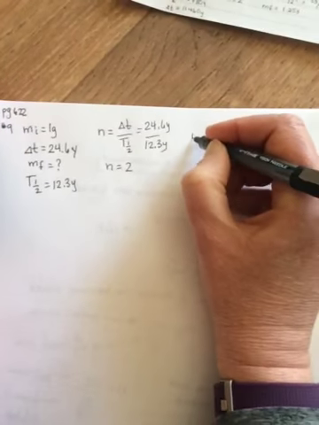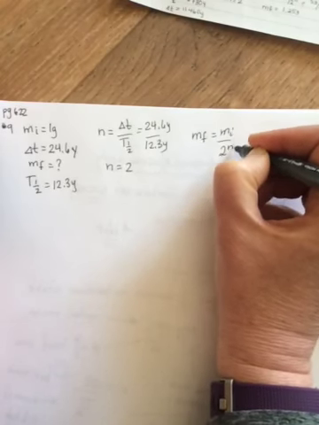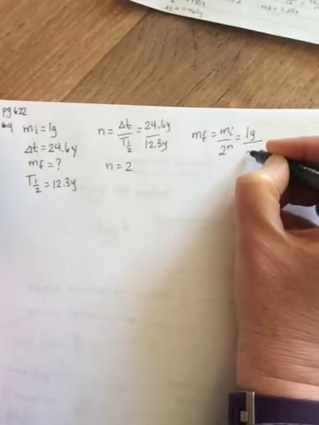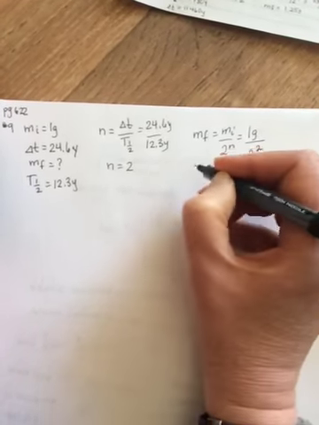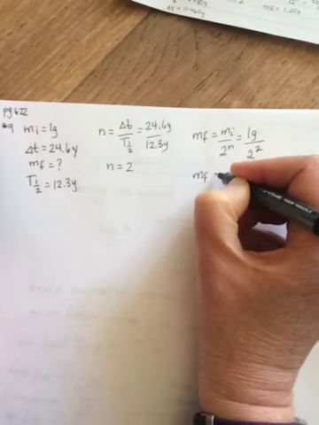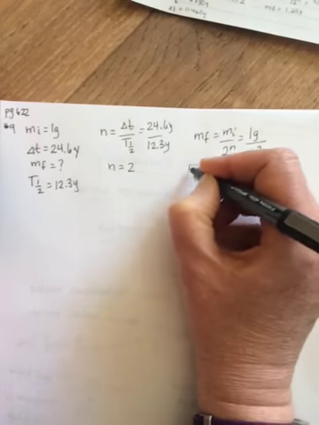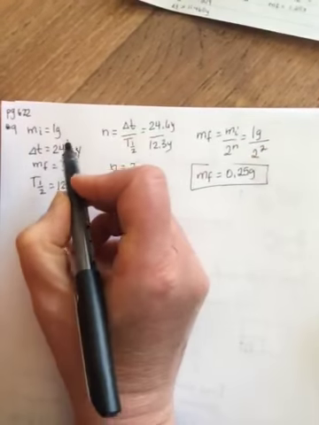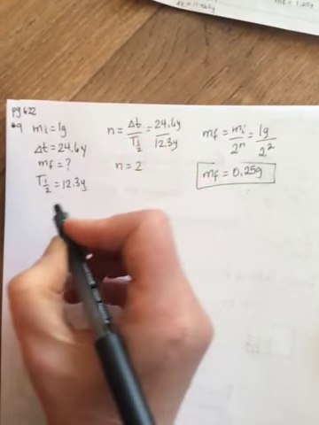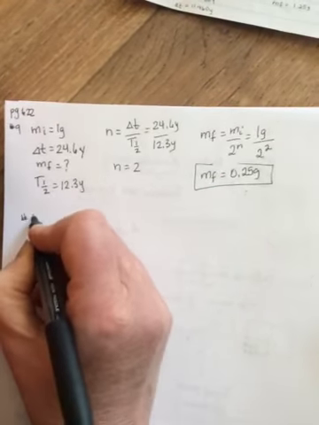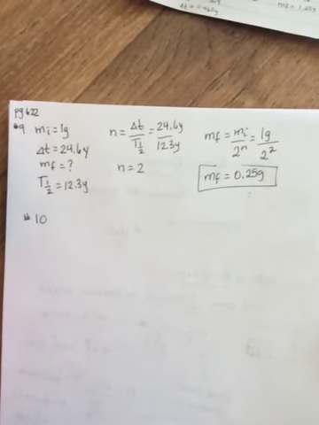So then you want MF, and we know MF is equal to MI over 2 to the n. So 1 gram over 2 to the 2. 2 to the 2 is about 4. 1 over 4 is a quarter. Final mass will be 0.25 grams. You could have also said, okay, if there's 2 half-lives, in the first half-life there'd be 0.5 left, and the second half-life there'd be 0.25 left. But in physics, we usually do like to see a little bit of work.